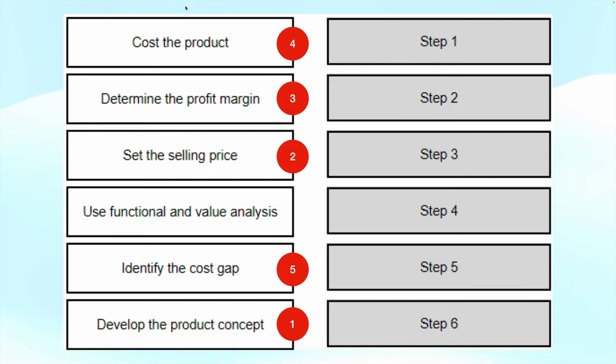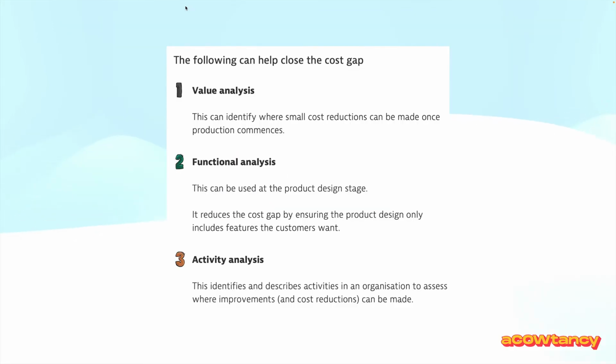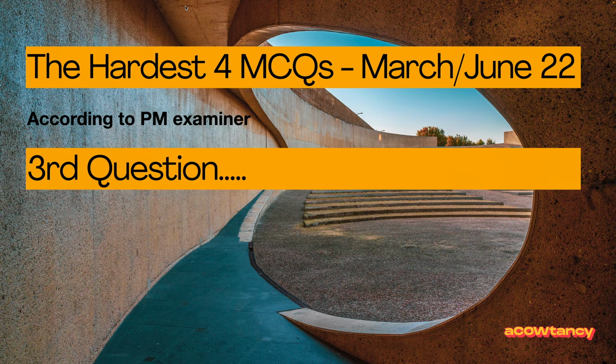And this was kind of the new bit, really. How do you get rid of that cost gap? Use functional and value analysis. Now, you might or might not have known that. If you'd followed accountancy, you would know that because we had that in the classroom. How can you close the gap? For example, number 1, value analysis. This identifies where you can make small cost reductions once production commences. Functional analysis as well. So that was that. Not too difficult, really, I didn't think, but it was one of the 4 worst answers.